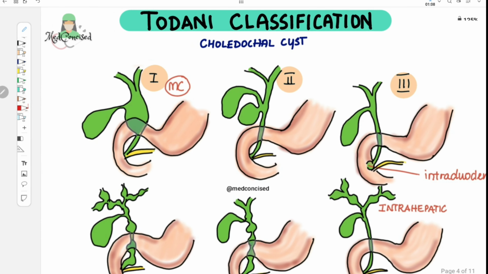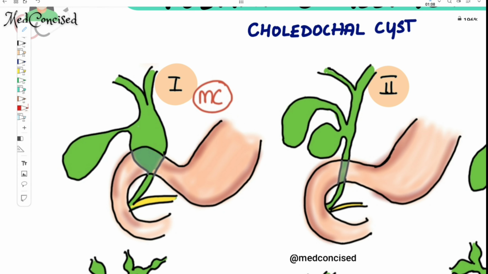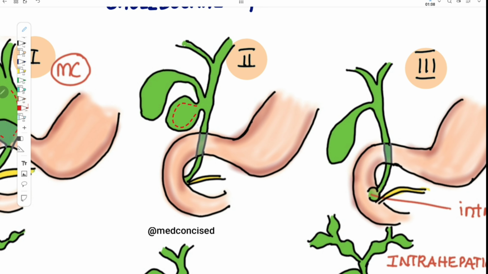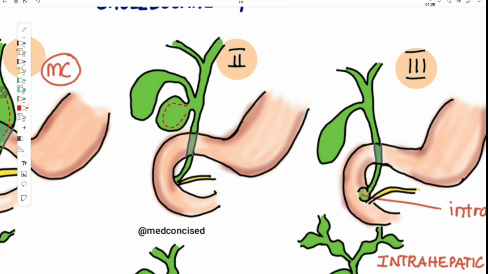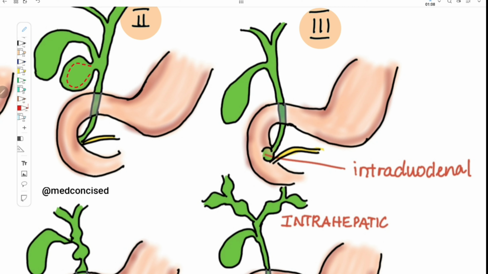Let's see the first one, the Todani classification for the choledochal cyst. In type 1 there is a fusiform dilatation of the common bile duct, and this is the most common one. In type 2 there is a saccular dilatation of the common bile duct, and it almost appears as if there is a second gallbladder, no? And the third one, there is cystic dilatation of the intraduodenal portion of the common bile duct, and this is also called choledochocele.